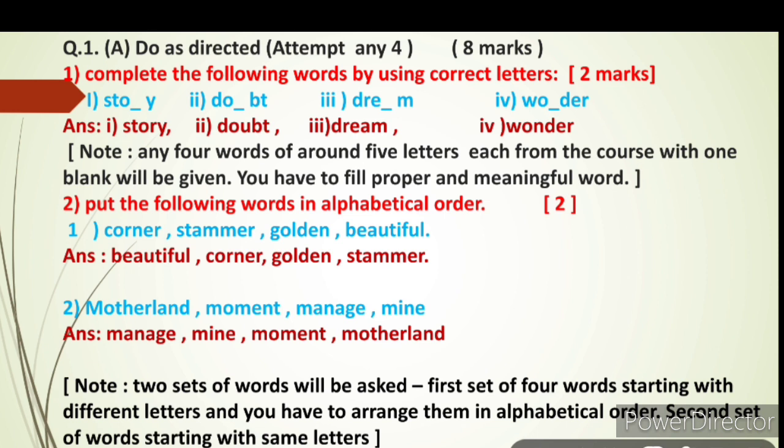Now look at the second set of words starting with the same letter. Sometimes 2-3 words may start the same, so it is quite difficult to arrange them in alphabetical order. When the first letter is the same, then check the second letter, and see which comes earlier in the alphabetical sequence. It takes a little bit of time. So look at the 4 words starting with M. Then check the second letter: O, A, I. So the first word is manage. You can do it like that.